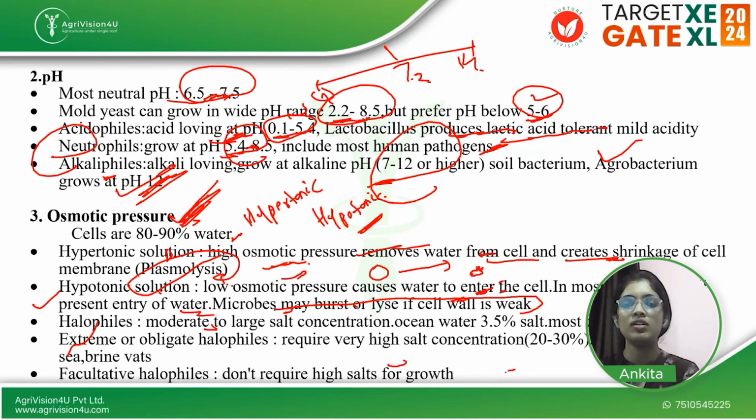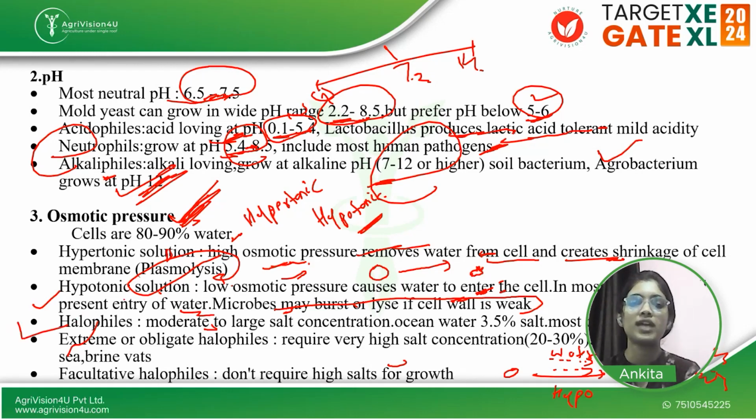Meaning, if this is your cell, in the case of hypotonic, water will enter and your cell size will increase. And what happens if your cell wall is weak? Now, your cell may burst. It will break, in the case of hypotonic, if your cell wall is weak.